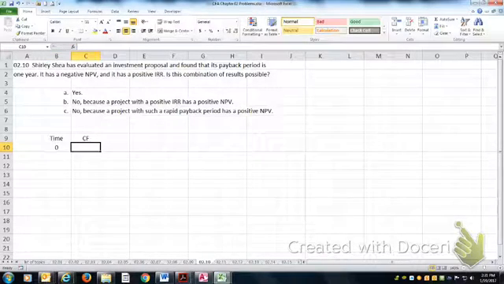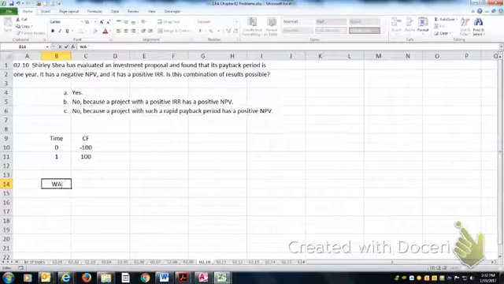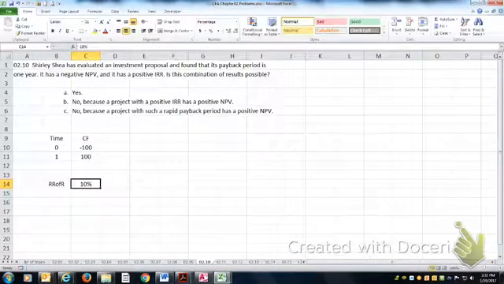At time 0, let's say I spend $100, and then in year 1 I get $100 back. That means that the payback period is exactly 1 year. And if I do the calculation on this, let me pick a discount rate. I'll pick a cost of capital or a required rate of return. I'm going to just use 10%.